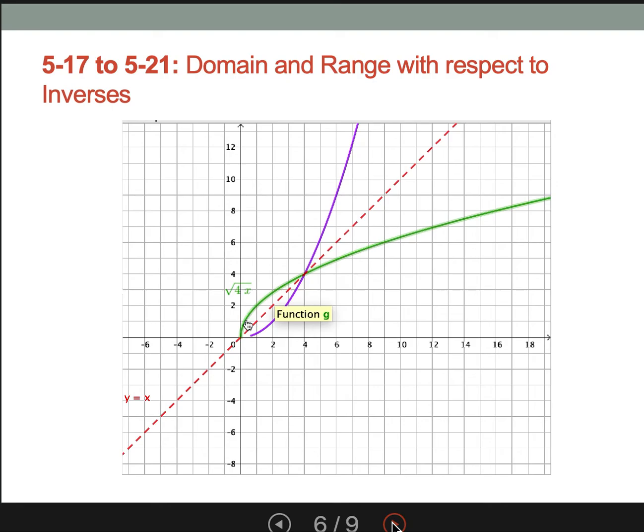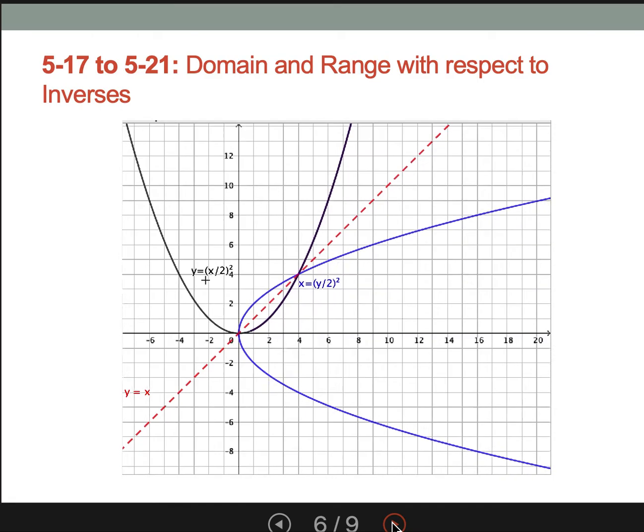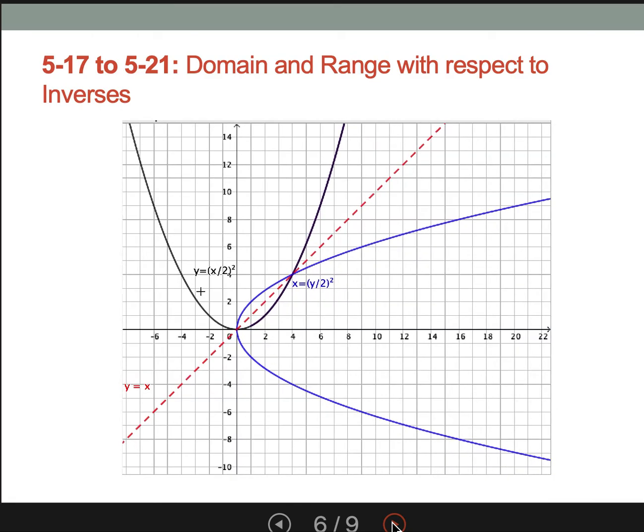Okay, we're going to talk about that some more tomorrow, but basically which functions have inverses that are functions and which functions have inverses that are not functions. So this parabola has an inverse, but its inverse is not a function. But if you restrict its domain, as we said, that inverse is a function. So there are some functions where their inverses are also functions, and some functions where their inverses are not functions.